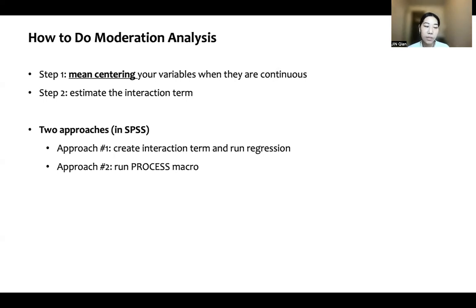And the second step is to do the regression and estimate the interaction item. Basically, there are 2 approaches that you can use in SPSS. The first approach is you can create an interaction item first, and then you run the regression. The second approach is you can directly use the PROCESS macro in SPSS, and you don't need to do anything else. Just use this macro.